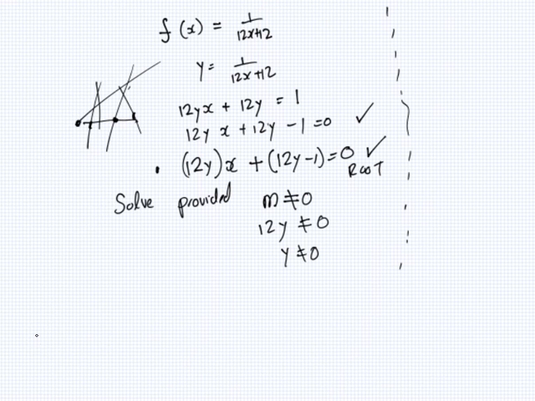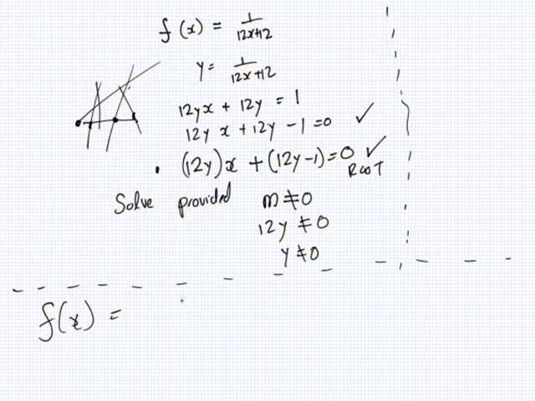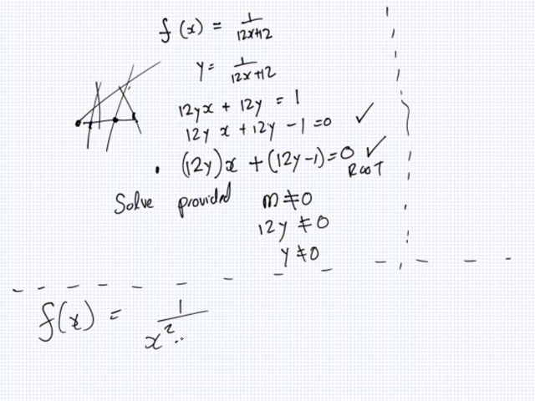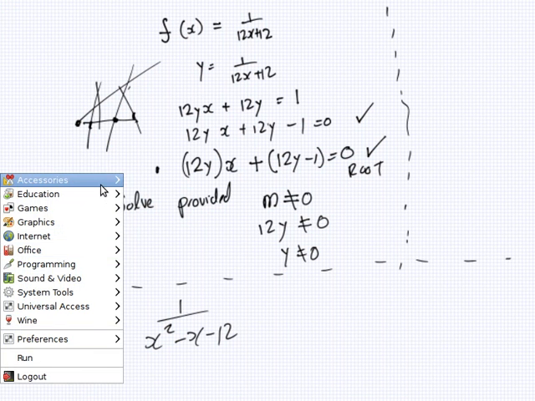Have you anyone seen this method before, or this is new? No? Okay, here's our next one. f(x) equals 1 over x squared minus x minus 12. And in a moment I'll make the graph so you can see it too.